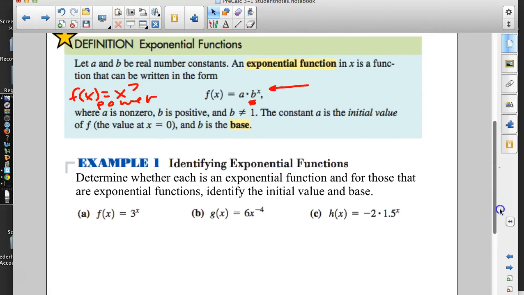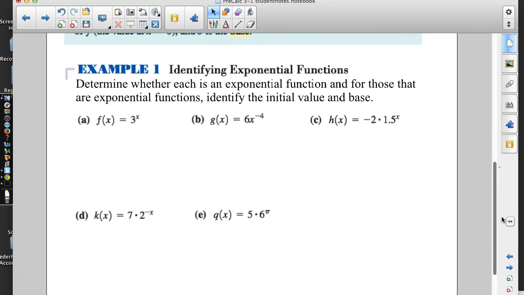So, first thing we have to do is be able to tell the difference. Generally, they try to draw you in with the power functions versus an exponential function. So identifying exponential functions, we want to determine whether each of these is an exponential function, and for those that meet the requirements, identify the initial value and the base.